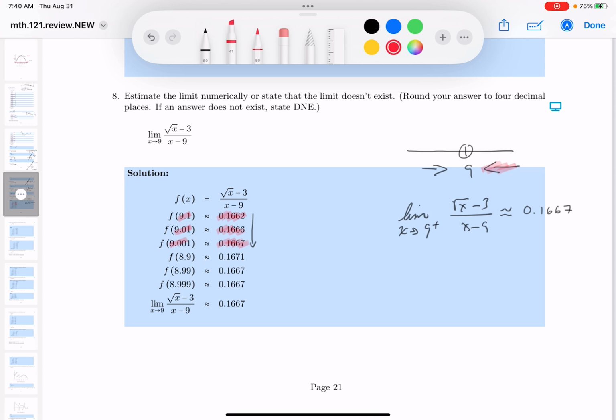Now, what am I going to do next? I'm going to go from the other side. I'm going to go from the left side, all right? Now, the left side, I'm going to say like 8.9. That's to the left of 9, 8.99. We're getting closer, by the way, and that over there even gets closer. So I could write that down.